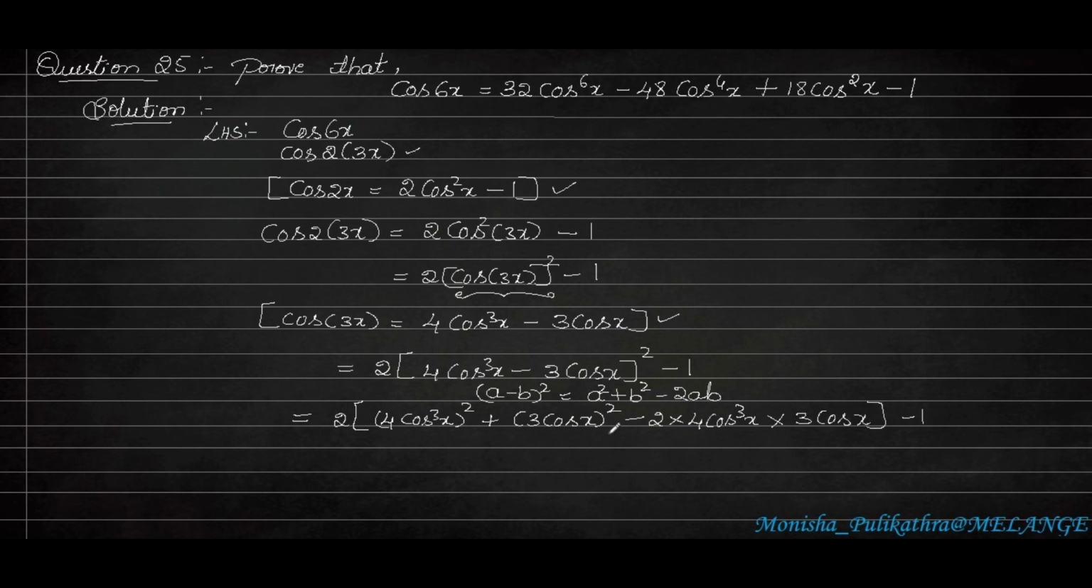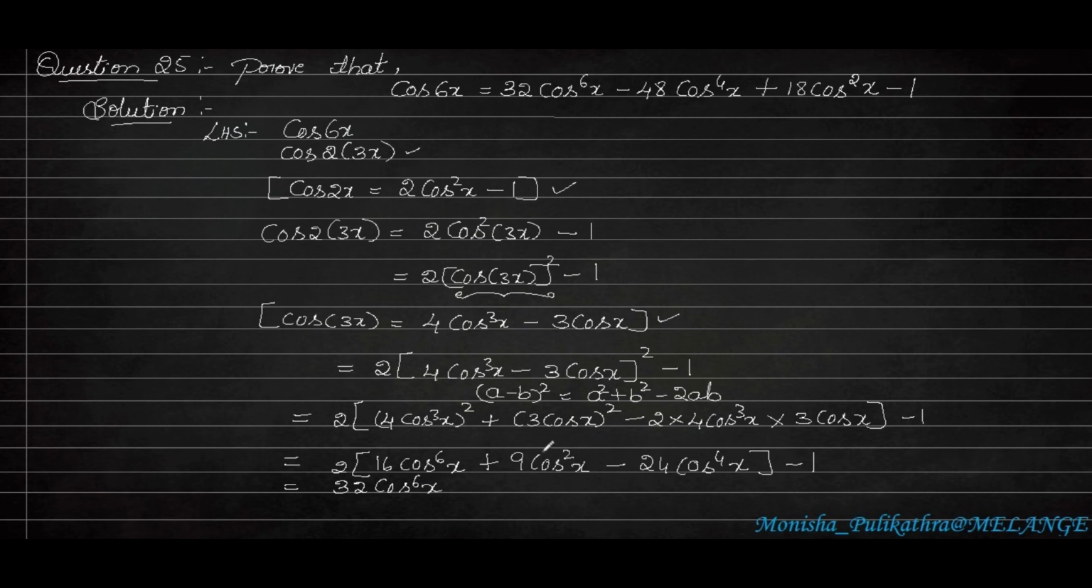and include this minus 1 also. So now it will become 2 into 4 square is 16, 3 into 2 is 6x, plus 3 square 9 cos square x, minus 2 4s are 8, 8 3s are 24. This is cos cube x into cos to the power of 1x. It will become cos to the power of 4x, minus 1. So now we have to multiply the entire term by 2. So it will become 2 into 16 is 32 cos 6x.